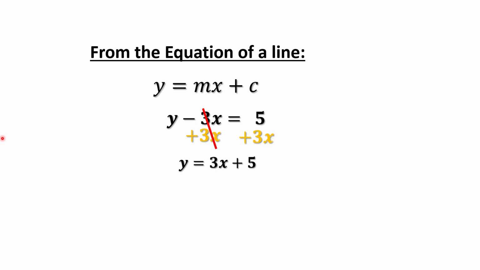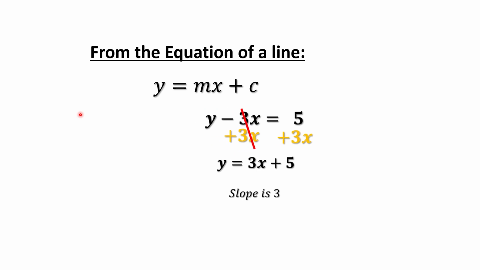On the right side, we have 3x plus 5, right? This 3x and this 5. So now it looks like y equals mx plus c, and m is just what's in front of the x, so it's just 3. So if the question is not in this formula, you first need to make it look like this and then tell what's the gradient. Let's have a look at another example.